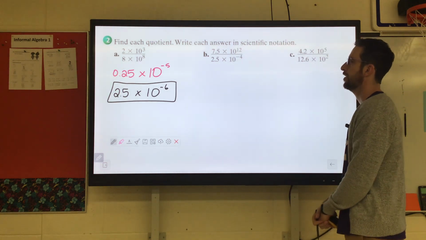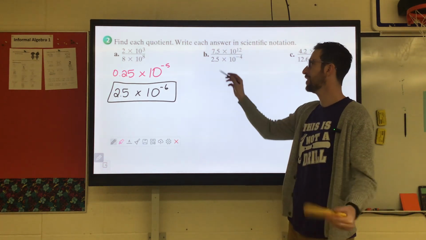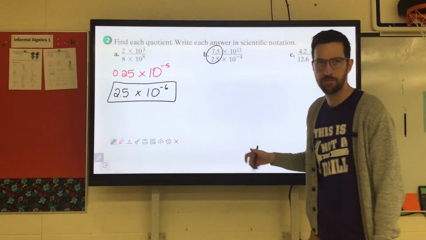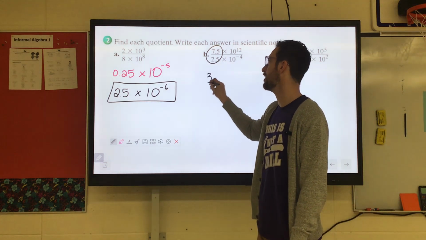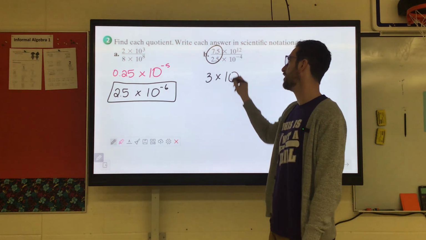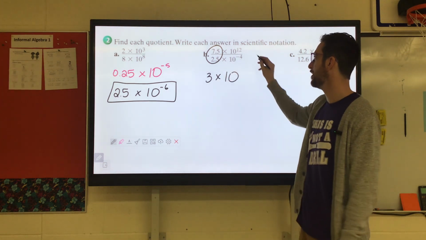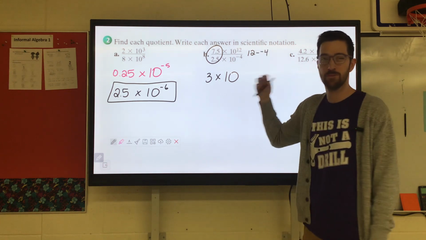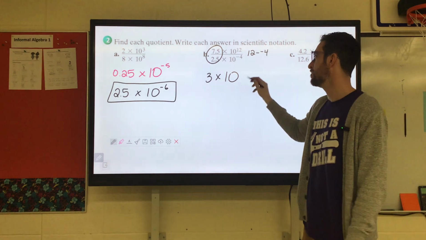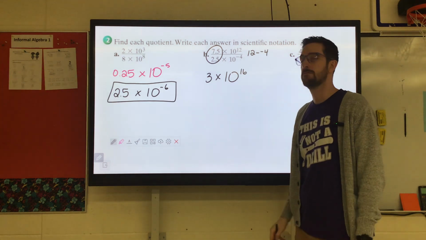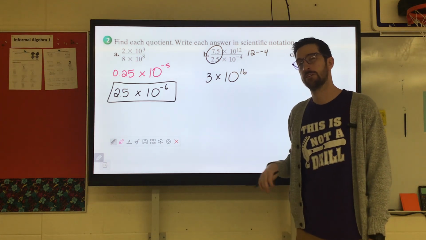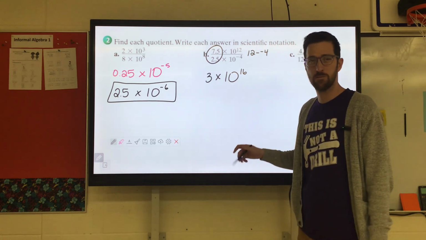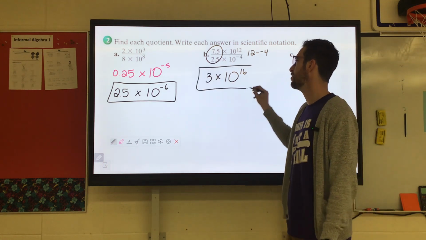All right, on B, you just divide the numbers out in front. If you did 7.5 divided by 2.5, it's just 3. Here we got to subtract the exponents, but keep in mind we're doing 12 minus negative 4, which is really 12 plus 4, which is 16. Does that meet the requirements for scientific notation? You bet it does. That number in front's between 1 and 10. We're all gravy.